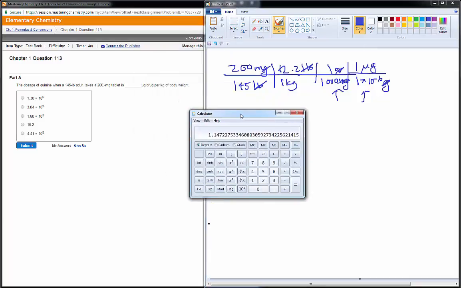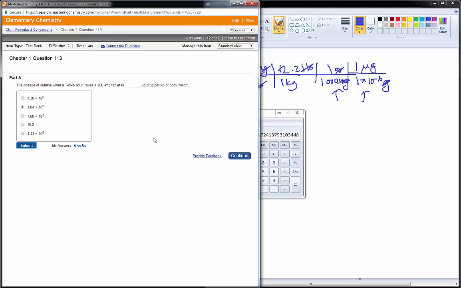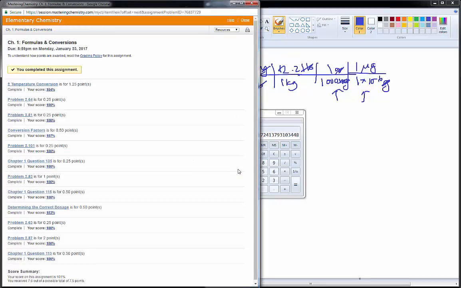So here we go. 200 milligrams per 145 pounds multiplied by 2.2 pounds in a kilogram, divided by 1,000 milligrams in a gram, and then divided by 1 times 10 to the negative 6th grams in a microgram, and I get 3048, or 3.04 times 10 to the 3rd. There we are. That's it. I hope this was helpful, and hope you have a nice day.